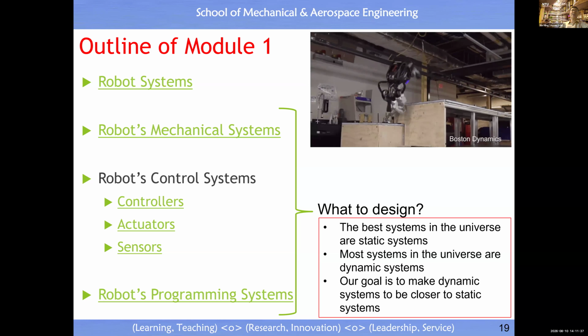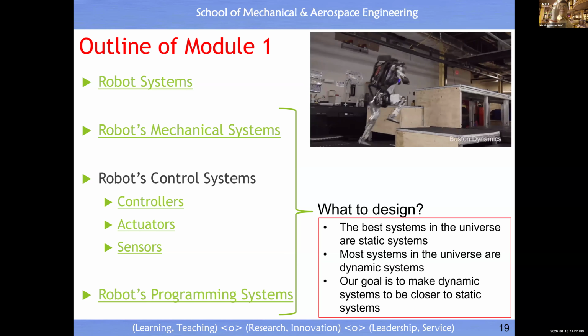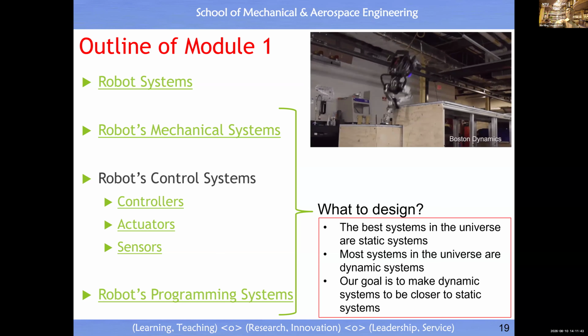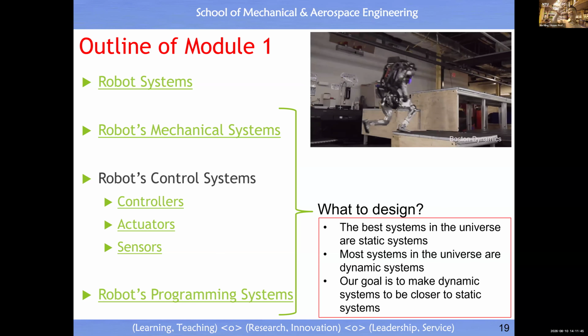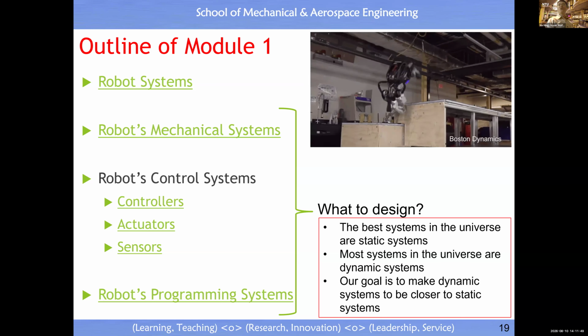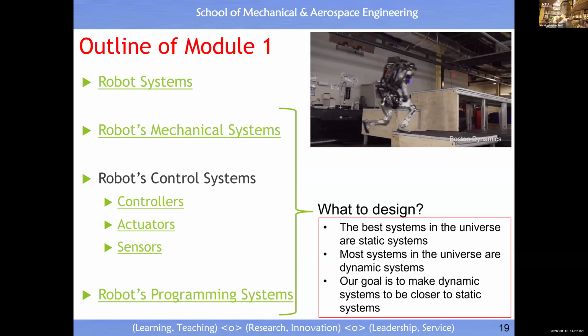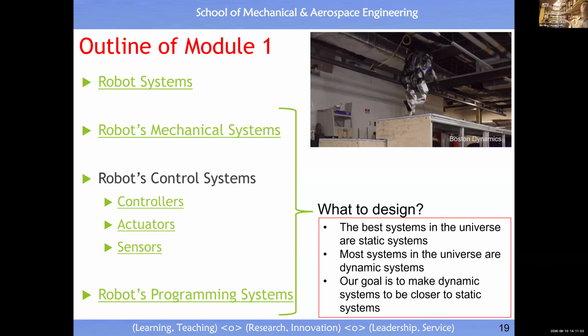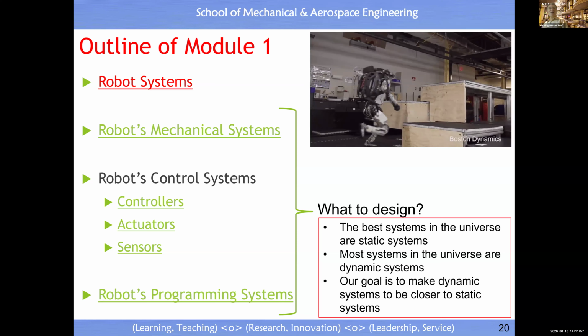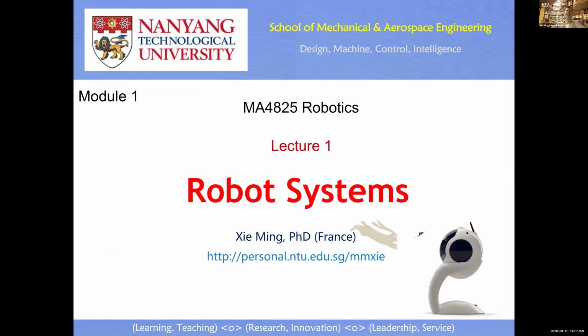Remember, for control theory, there are 3 basic building blocks: system under control, feedback module, and control module. Understand? System under control, feedback module, control module. So for a robot, the system under control should be the robot mechanical system. That's it. So let's start with a quick review of what you have learned from control theory.